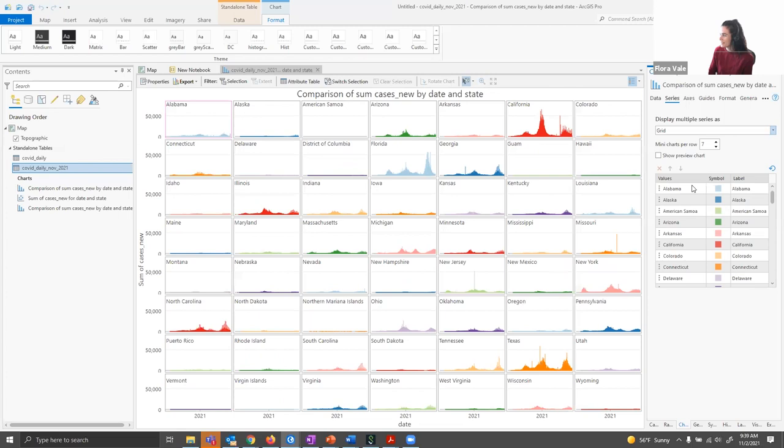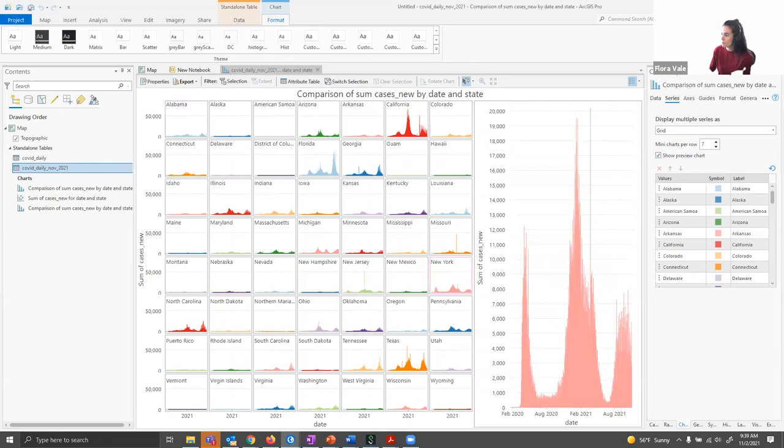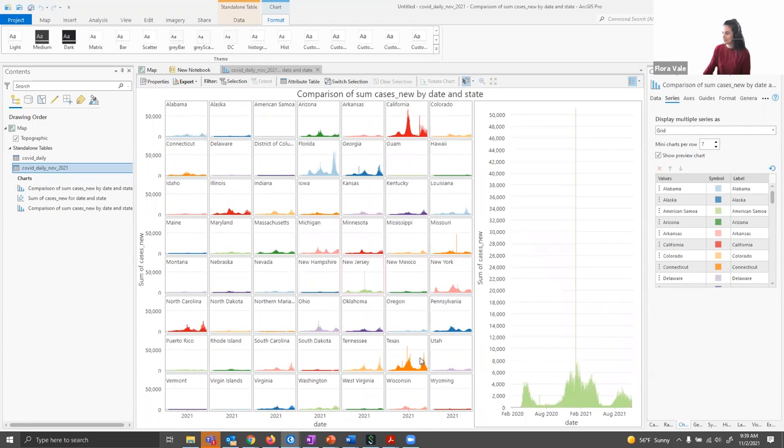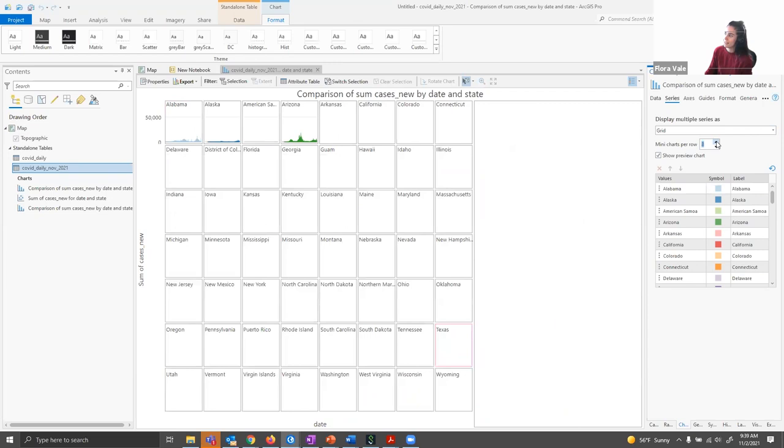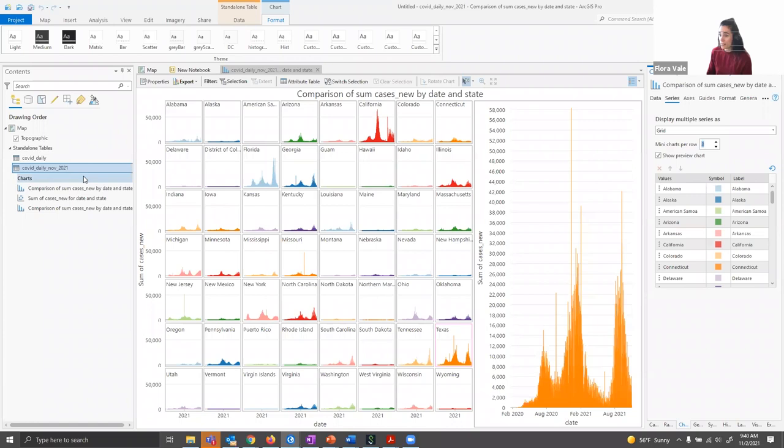So I can show a preview chart and actually examine these one by one and make selections in the preview chart, while exploring these different states and how they compare to each other. We can also change the number of mini charts in each grid to adjust that layout and better understand that data.